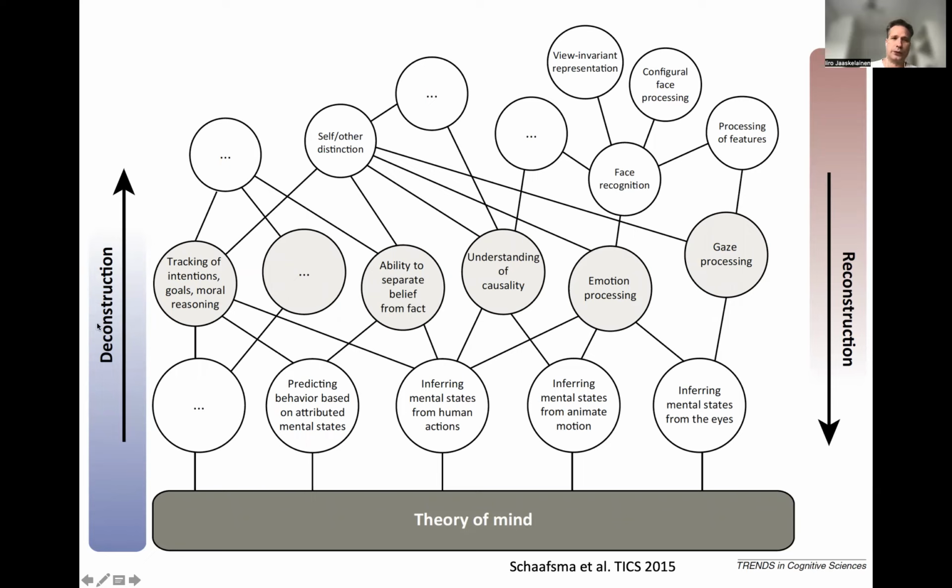how to deconstruct and how to reconstruct. So going from predicting behavior based on attributed mental states, you can find these intermediate functionalities: ability to separate belief from fact, self-other distinction, and so on and so forth. And then you get to these very basic processes like view-invariant representation, which we know takes place after the striate cortex and on higher visual processing hierarchy levels.